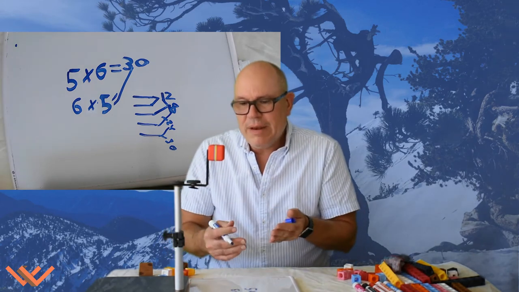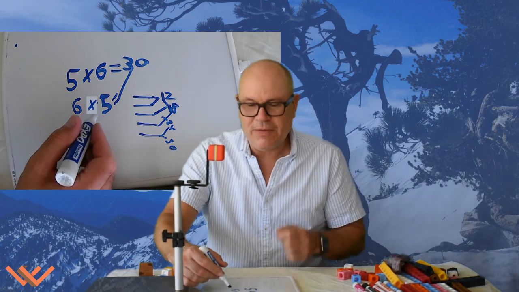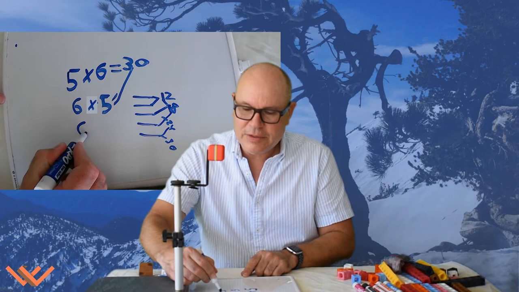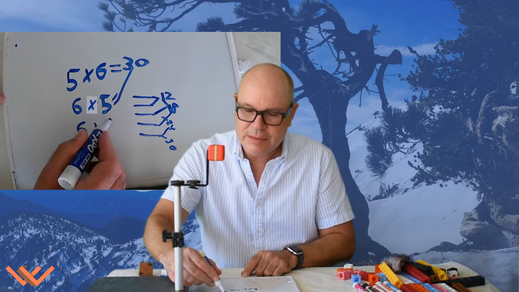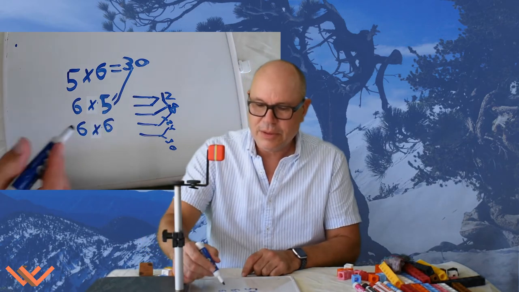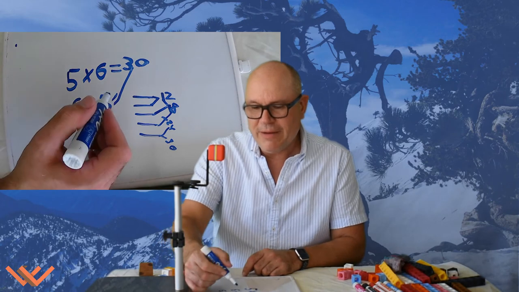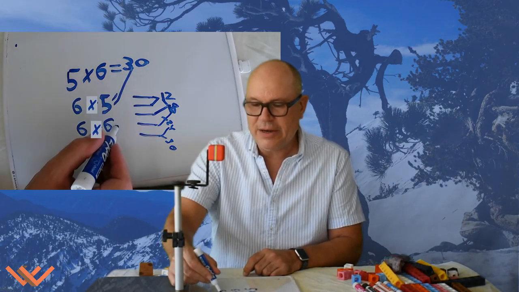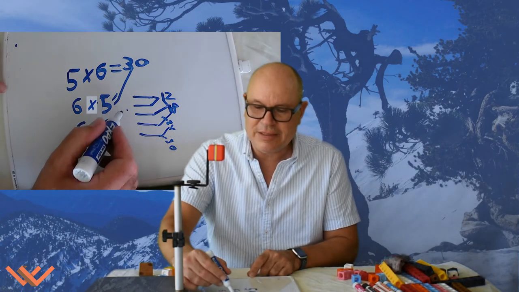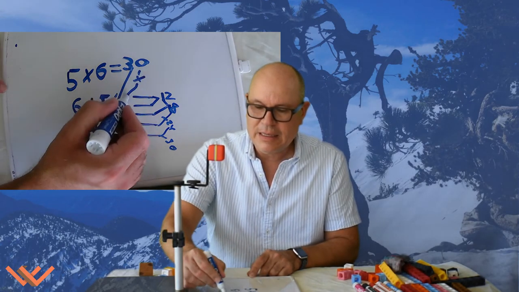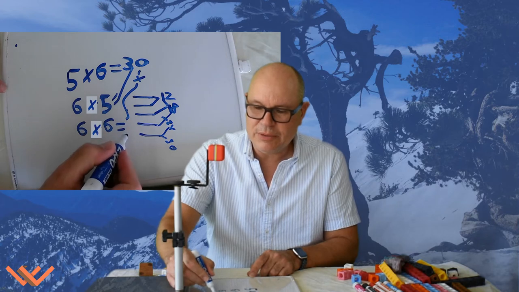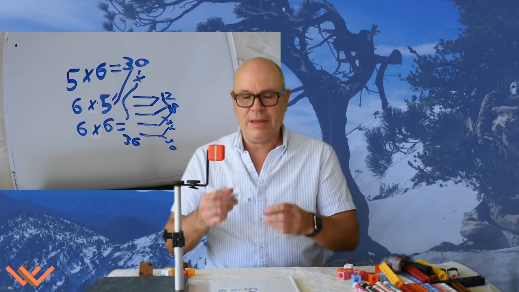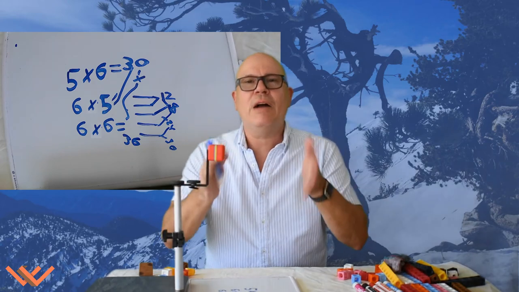Now, wait a minute. So if I have 6 groups of 5, what if I have 6 groups of 6? Well, I already know that 5 groups of 6 is equal to 30. If I add another 6, so in essence, I'm just adding one more to that, that's going to be equal to 36. Okay? I want you to work out your way.